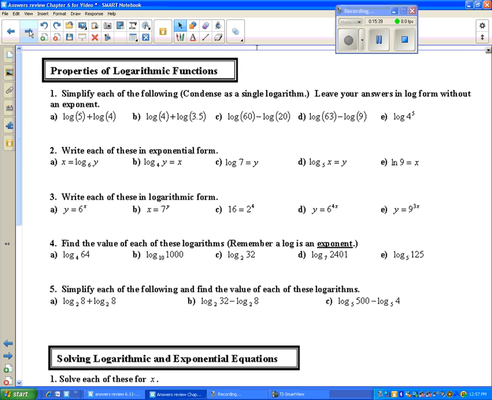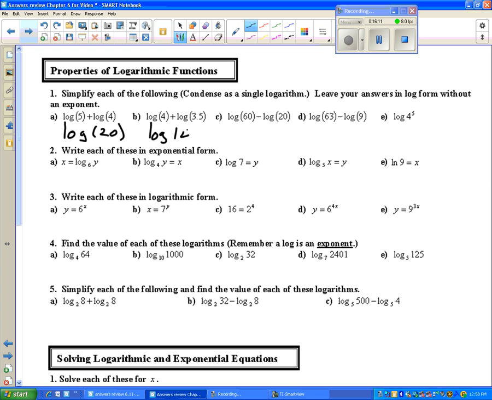Properties of logarithmic functions. Simplify each of the following, condense as a single logarithm. Leave your answers in log form without an exponent, okay? If I'm adding two logs, that means I want to multiply their arguments. So this is log of 20. I'm adding two logs, so I multiply their arguments. 4 times 3.5 is 14. So this is log of 14.